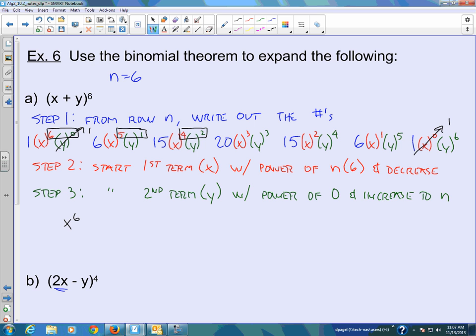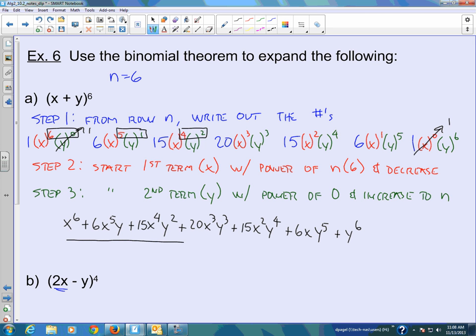X to the 6th. 6 times x to the 5th, y. 15 x to the 4th, y to the 2nd. 20 x to the 3rd, y to the 3rd. 15 x squared, y to the 4th. 6 x, y to the 5th. And then finally y to the 6th. So this is your binomial expansion of x plus y quantity to the 6th power.